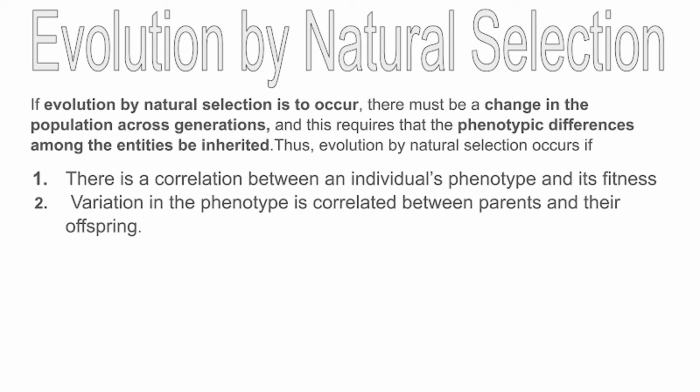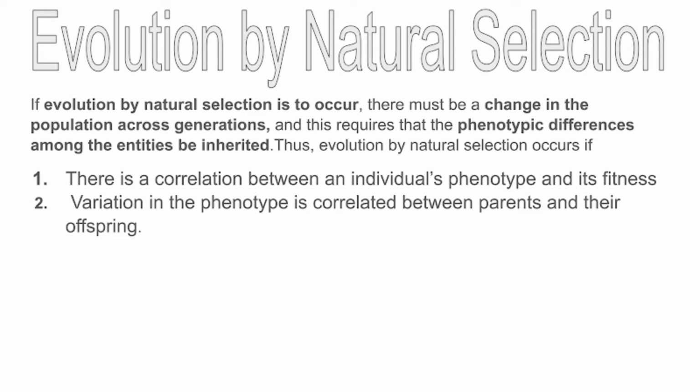If evolution by natural selection has to take place, there must be a change in the population across the generations, and it requires that observable differences can be seen and inherited in the next generation. Evolution by natural selection occurs only if there is a correlation between an individual's phenotype and its fitness. That means the phenotype should be responsible for increasing the fitness of that individual.